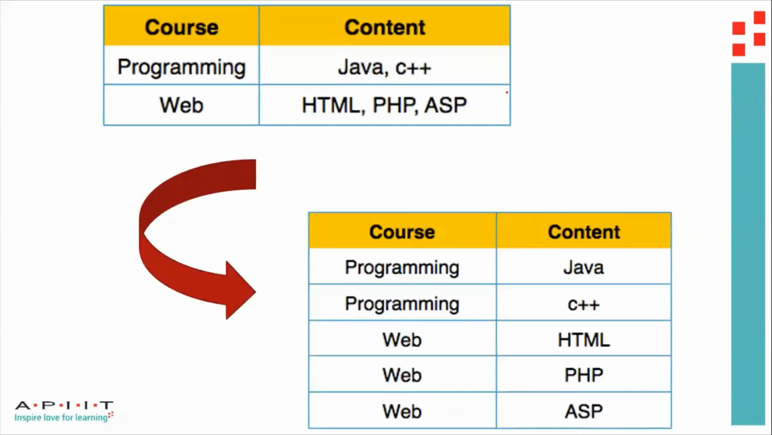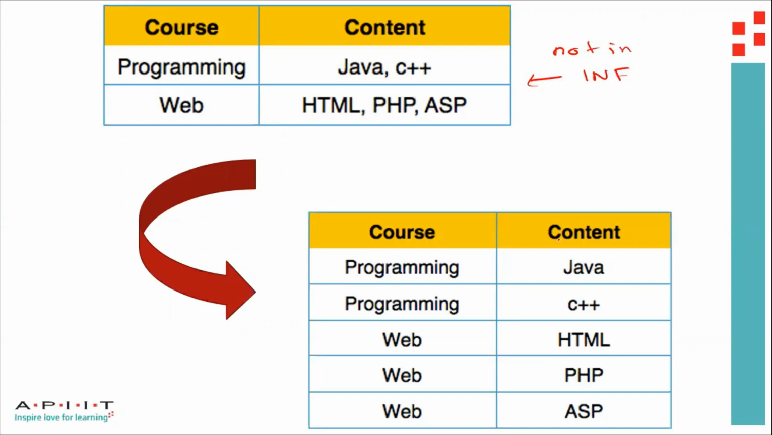I have another example. Look at this. Here we have course, and we have the content available. The next one, course is programming, content is Java and C++. And course is web, we have HTML, PHP, and ASP. So this is not in first normal form. After converting to first normal form, this is how we can go ahead.